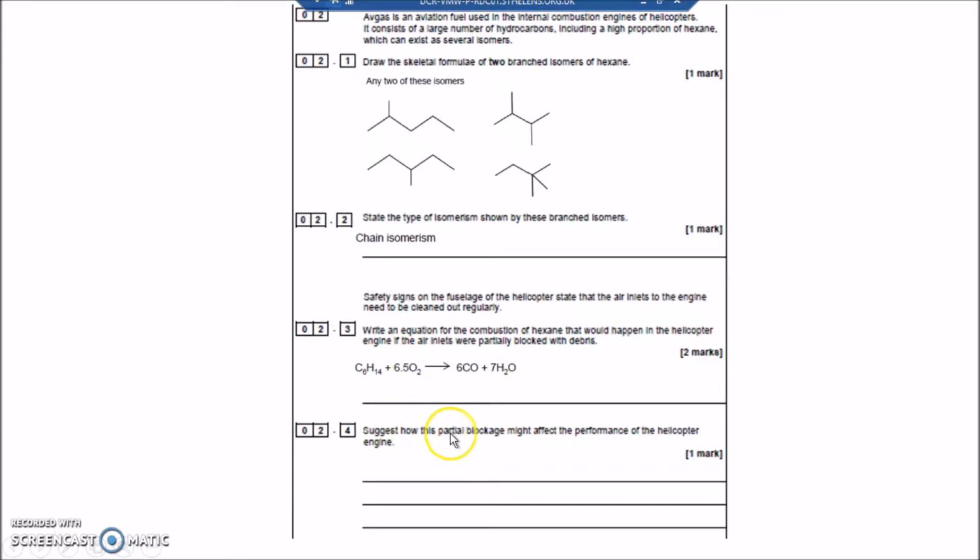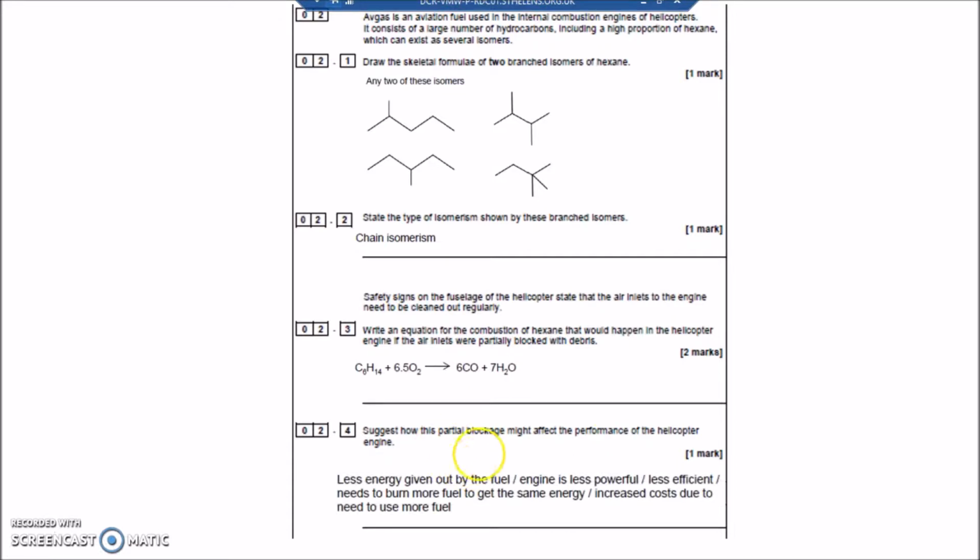Suggest how the partial blockage might affect the performance of the helicopter engine. Well, it's going to become less efficient. So there's probably various different ways that you can answer this question. Less efficient, needs more fuel to produce the same efficiency, something like that. Less energy given out by the fuel, energy is less powerful or less efficient, yes. It needs to burn more fuel to get the same energy, increased cost due to need more fuel. I think the best answer is energy is less efficient. That's probably the most popular answer.